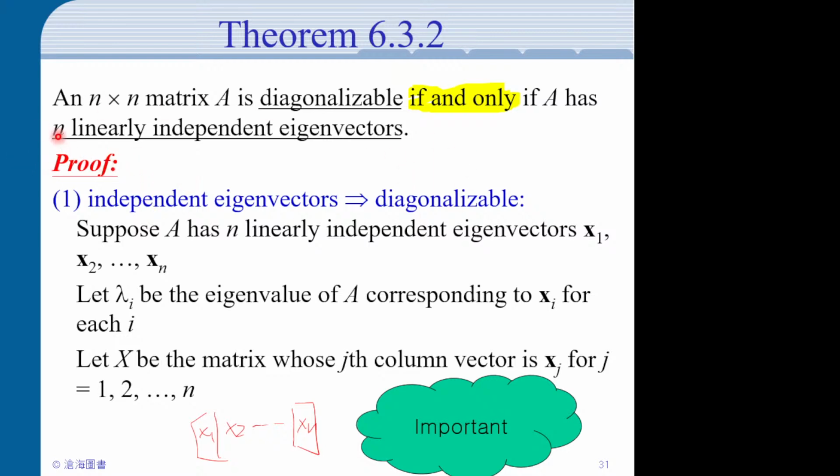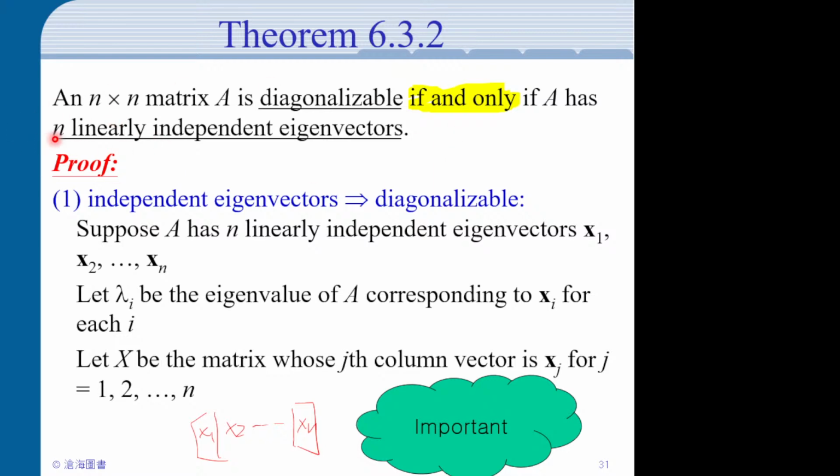I guess that was a little imprecise. I should say it has n linearly independent eigenvectors, because sometimes they don't even have n eigenvectors, as we'll see. It's a little tricky, but anyway, let's just say this is precise.